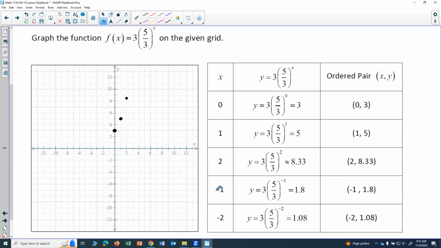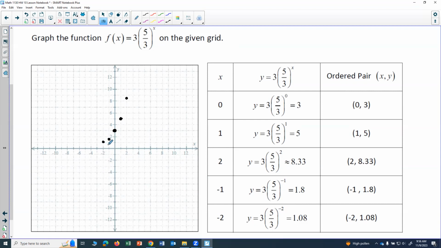My fourth x value is -1, so I do 3 times 5/3 to the -1, and that comes out as 1.8. So my fourth ordered pair is -1, positive 1.8. And then my last x value is -2. So I have y equals 3 times 5/3 to the -2, and that comes out as 1.08. So my fifth ordered pair is -2 on the x and 1.08 on the y.